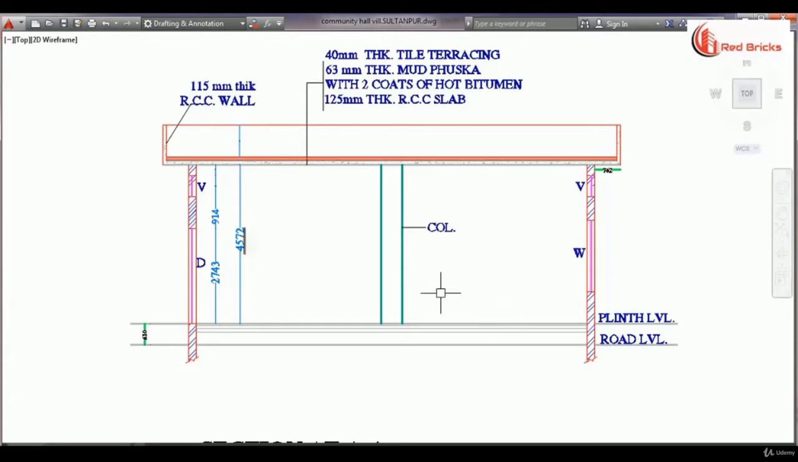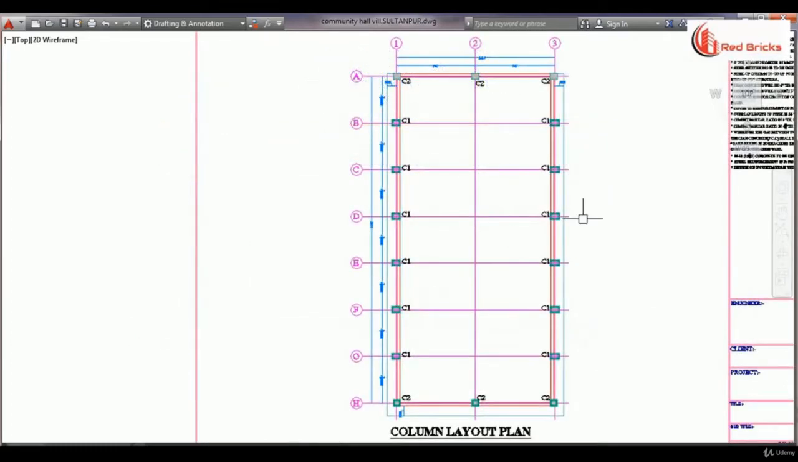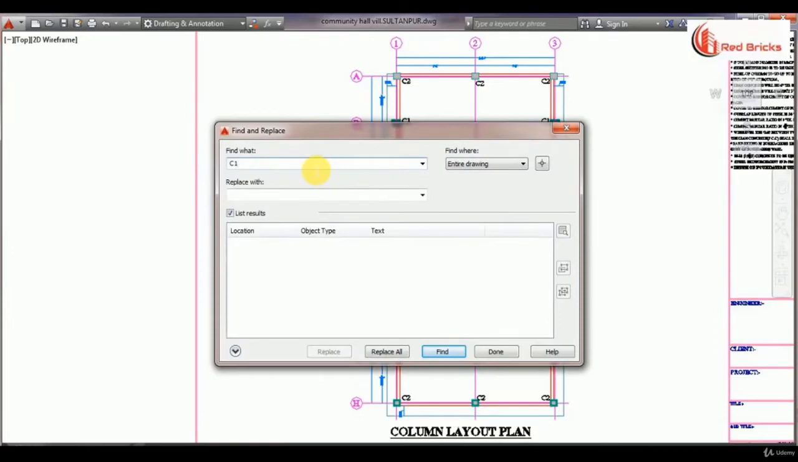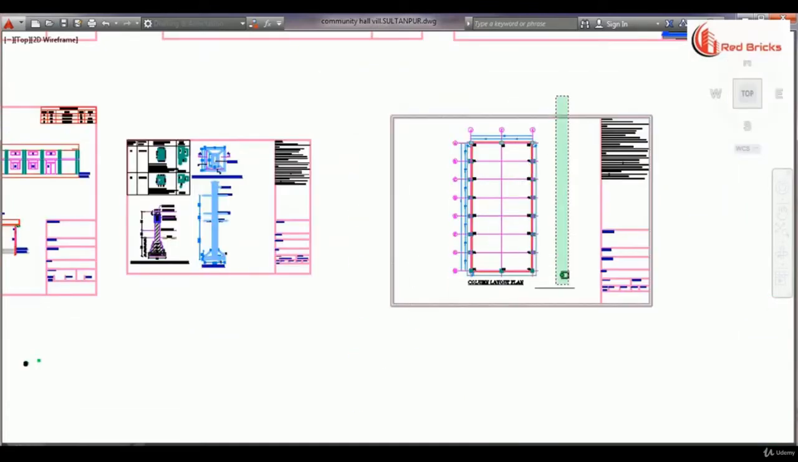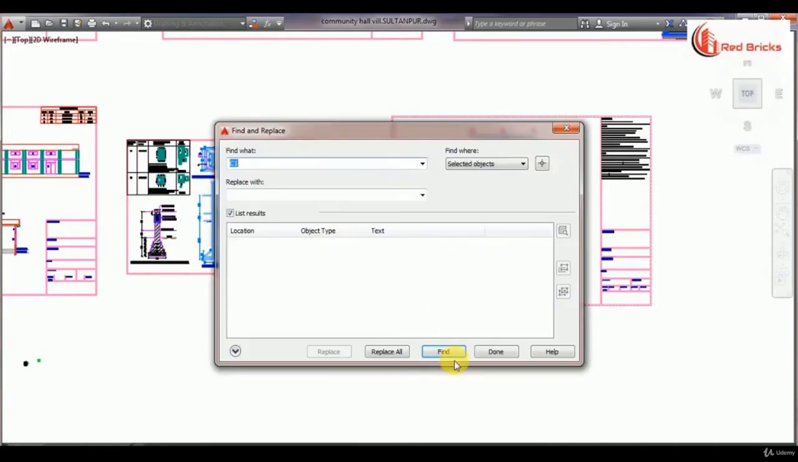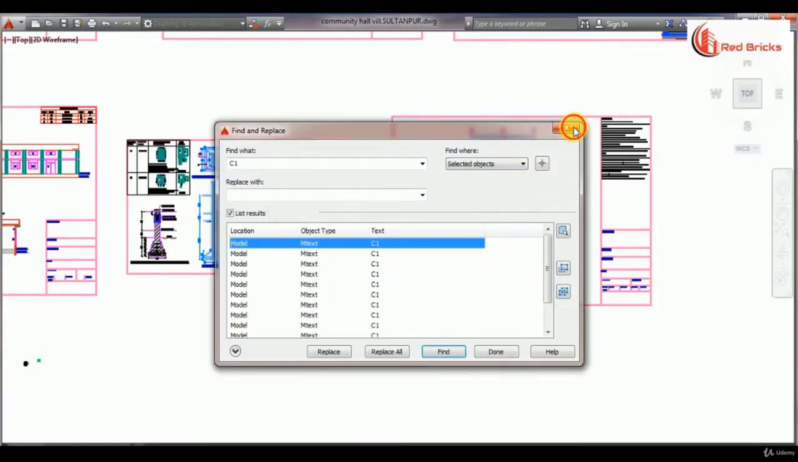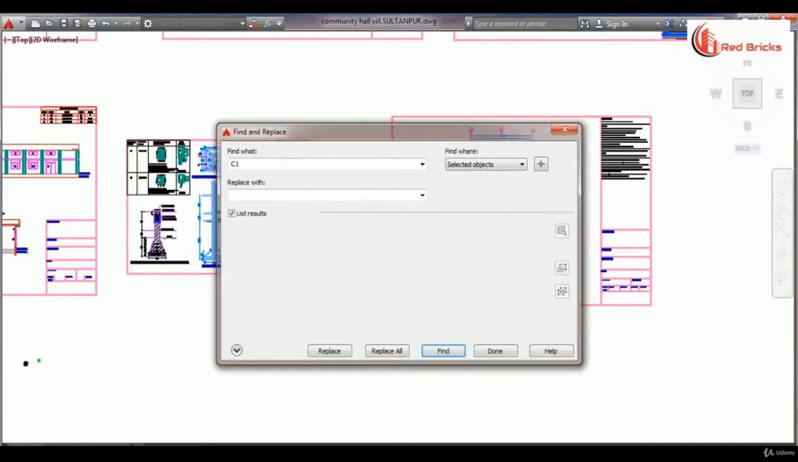So the height of column is 4572 mm. We will check the number of columns by right mouse click and selecting find. Enter C1 and then select the region followed by right clicking again. The number of columns is 12 and in similar way we find C2.